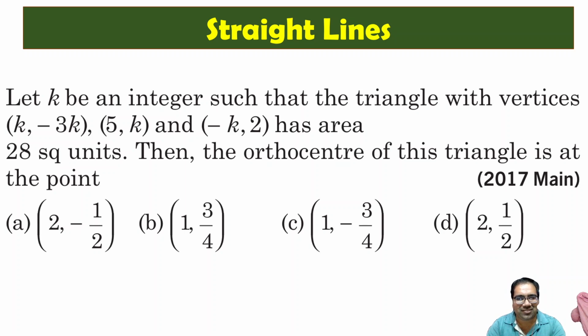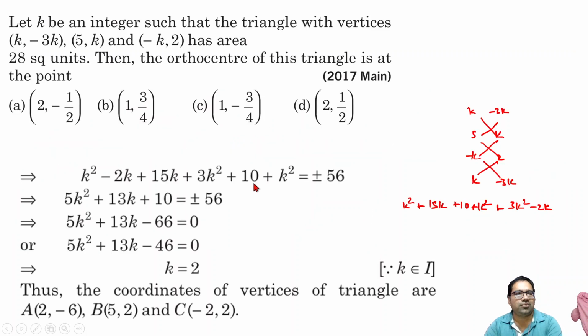Right. So area is already given. So let's try to find the area of this triangle, and that would be a function of k. Then we'll solve for k and find out what k is. Once k is found, then let us find the orthocenter of this triangle. Right. So how do you calculate the area of this triangle?